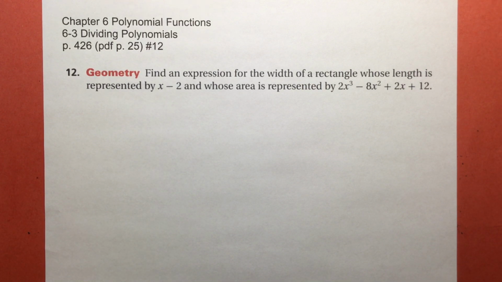It says, find an expression for the width of a rectangle, how wide a rectangle is. The length is represented by x subtract 2, and the area is 2x cubed subtract 8x squared plus 2x plus 12.